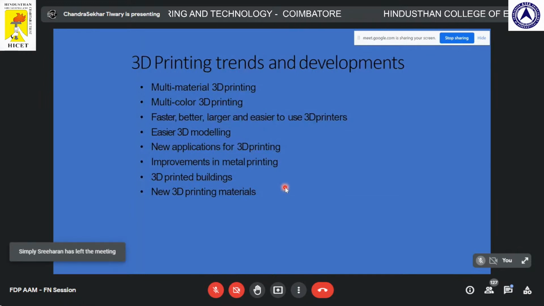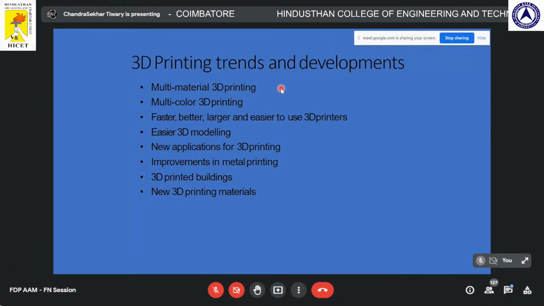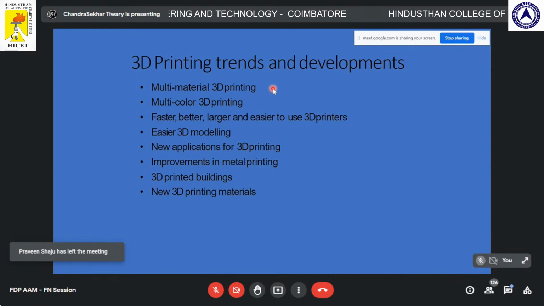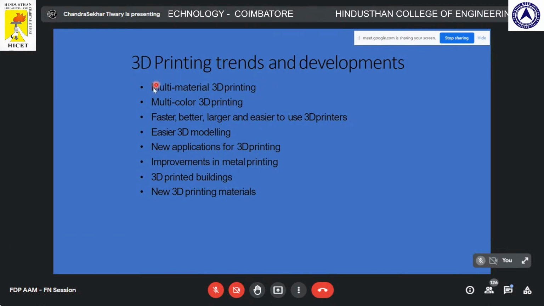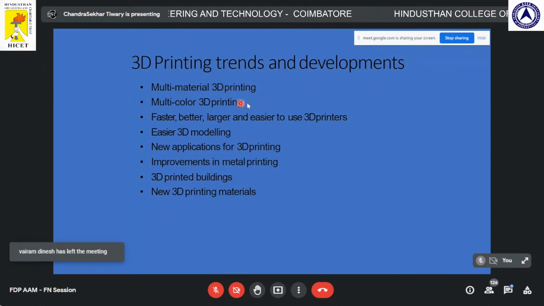A quick look at trends and developments. Multi-material 3D printing is something people are looking at: how we can print different materials. Today you have a metal printer or a plastic printer or a ceramic printer. Can we put all these different materials together and print them? Can we have a component with metal and plastic that we can continuously print? That is something the community building printers is trying to do. There is also multicolor 3D printing, meaning one component where each area or strand is printed in a different color. That's another area of research.